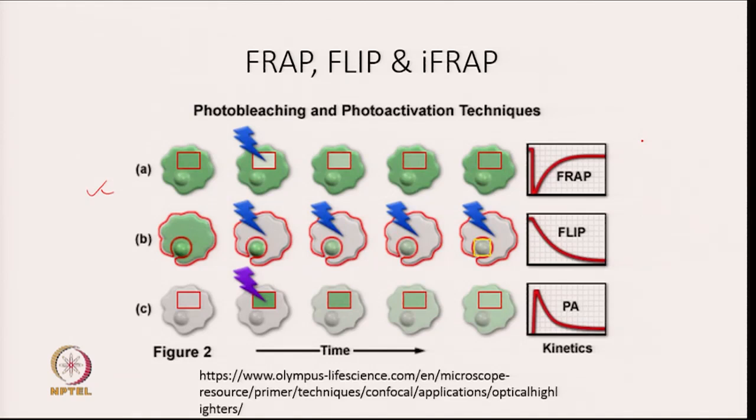The second technique is FLIP, in which you bleach the part which you are not observing. In FRAP you bleached the part which you are observing; here you bleach the part which you are not observing. And then what will happen? This bleaching will slowly spread to the part which you are looking at, which is not bleached. So you see this green is now decreasing. So the effect of bleaching on the other part is now seen on the part which is not bleached, and that is FLIP. So you can see it is a decrease.